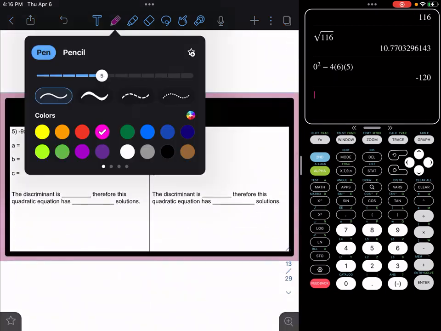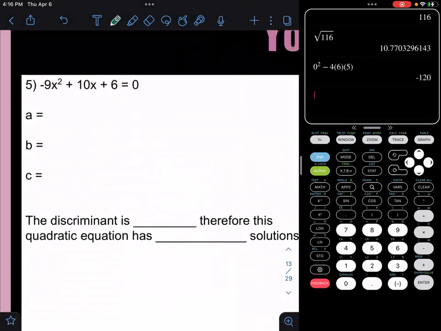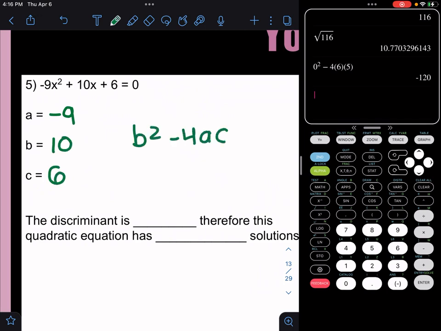Alright, you do. I want you to pause this video and try this. See how you can do it. A is negative 9, B is 10, C is 6. B squared minus 4AC. B is 10, so 10 squared minus 4. A is negative 9, and C is 6. So 10 squared minus 4 times negative 9 times 6.